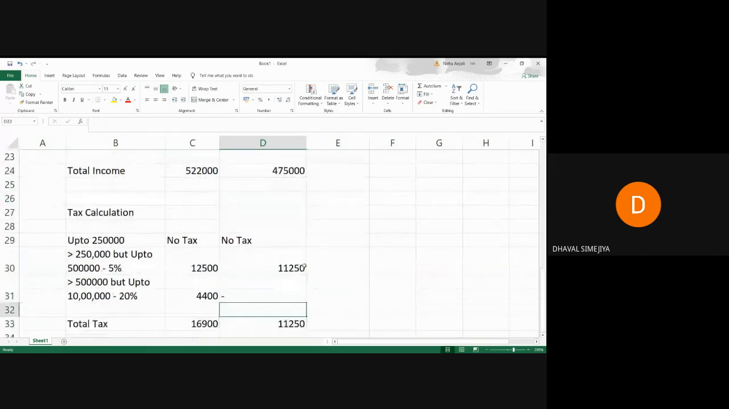Now the question will arise. Rebate available to whom? Rebate available to Mr. A only, or both Mr. A and Mr. B, or Mr. B only? Anyone can tell me? Otherwise, I will explain. Rebate available to whom?